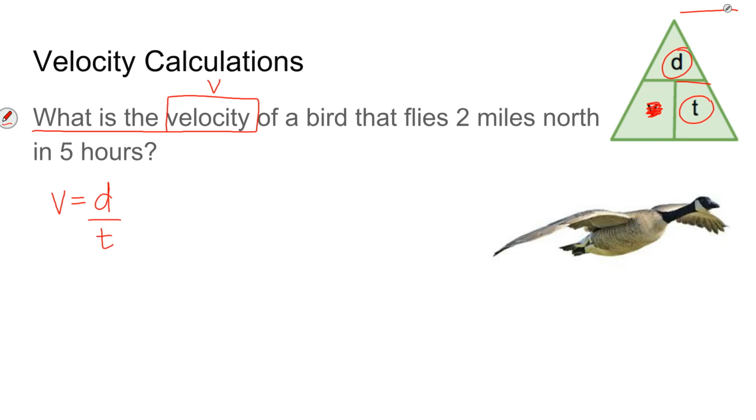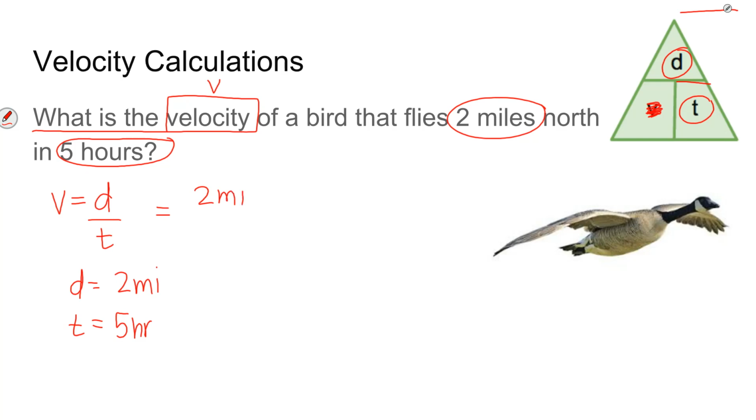Second step is to define my variables. So my distance and my time. I have two numbers. I have 2 miles and 5 hours. So my distance is going to be the miles, and my time is going to be the 5 hours. Remember, you guys, this is the hard part. We've set it up. We're organized. Now we're ready to just plug our values in.